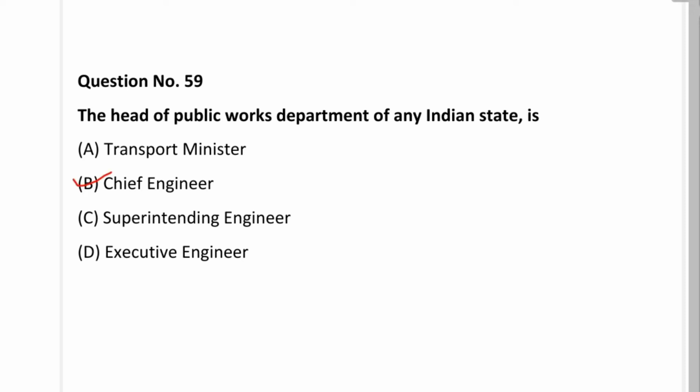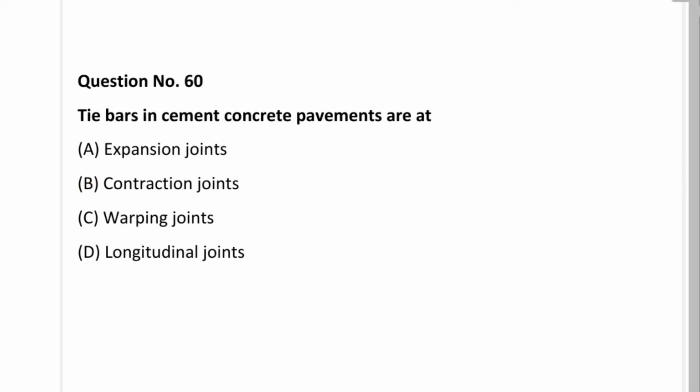Chief engineer. So next question, tie bars in cement concrete pavements are at: A. expansion joints, B. contraction joints, C. warping joints, D. longitudinal joints. So the correct answer is longitudinal joints.